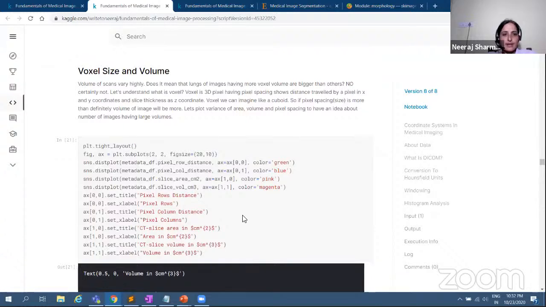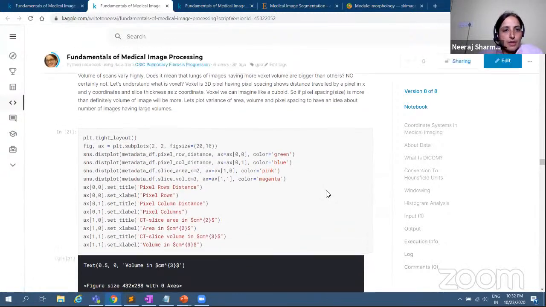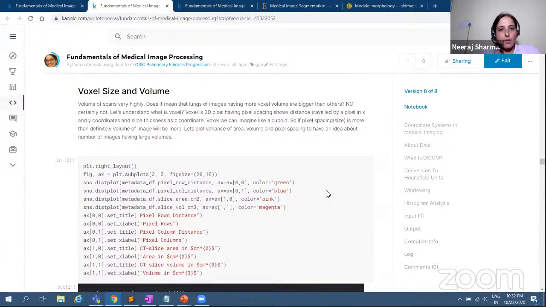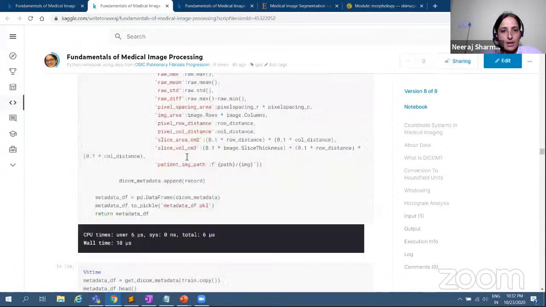Now we talk about the voxel size and voxel volume. So what is a voxel? A voxel is nothing but the 3D version of a pixel. We have the pixel spacing as X and Y coordinates, and the Z coordinate will be the slice thickness. So that's how we can visualize it: the 3D form of the pixel is known as a voxel in medical terminology. We have calculated this voxel size and volume in the metadata. Here we have calculated already.